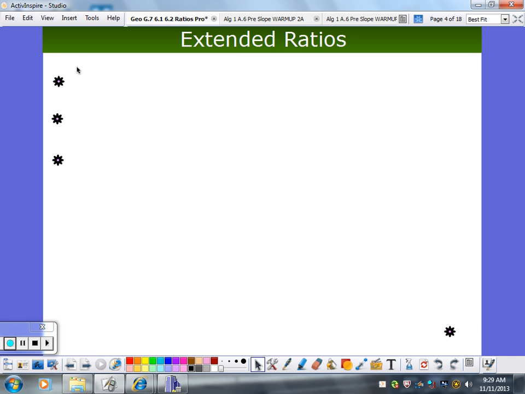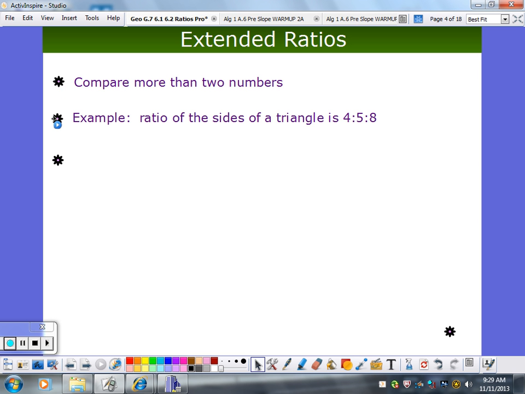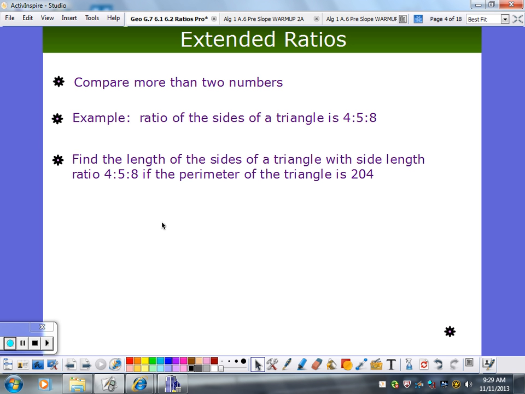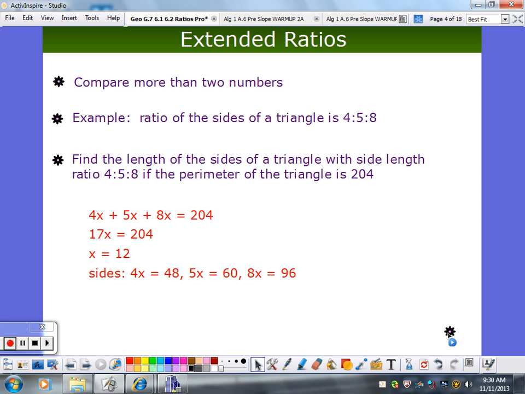Good. All right, extended ratios. These can compare more than just two numbers. So the ratio of the sides of a triangle is 4 to 5 to 8. Find the length of a side of a triangle with side length ratio 4 to 5 to 8 if the perimeter of the triangle is 204. So let's see if we can talk through those.